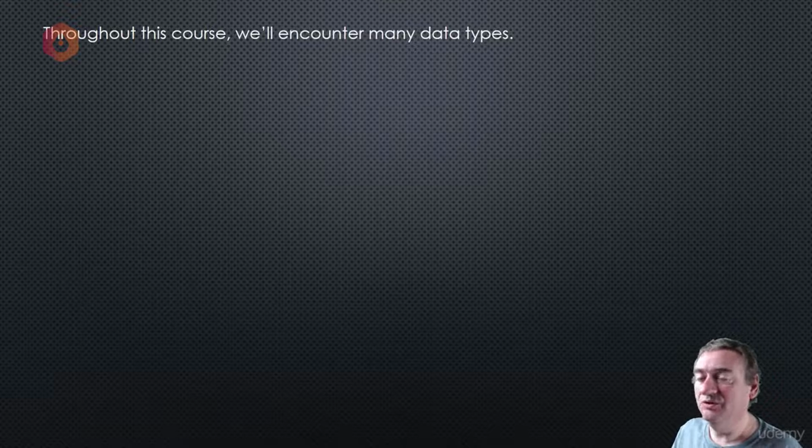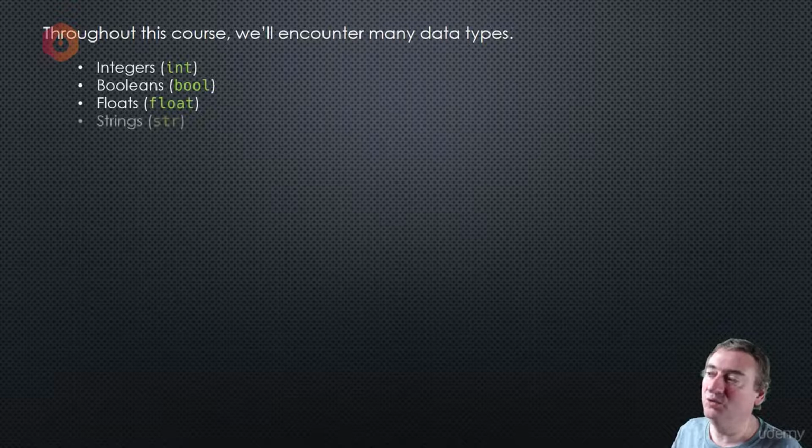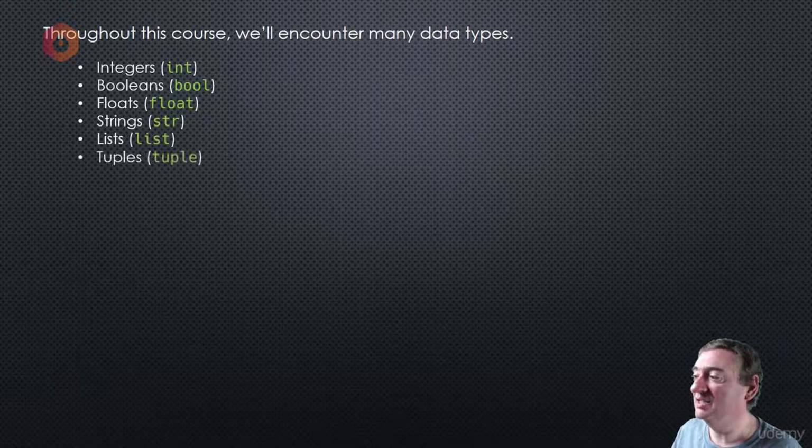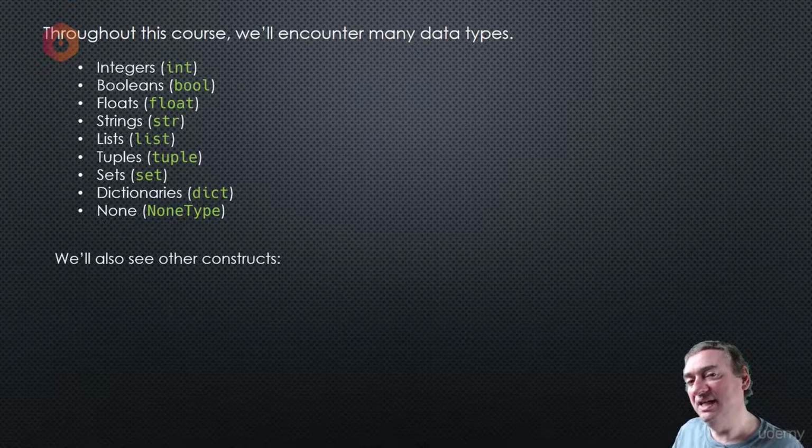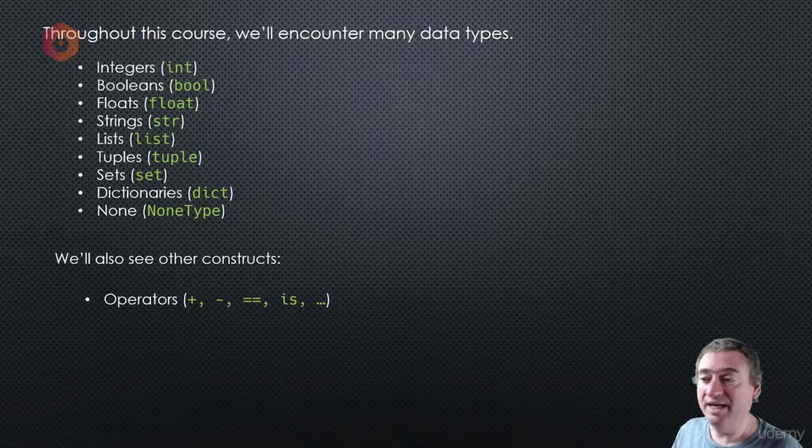So in this course, we're going to encounter many data types. We're going to look at integers, booleans, floats, strings, lists, all very typical objects, tuples, sets. We'll look at dictionaries, the none type that we've seen before, but we'll see other things as well, right? We're going to deal with operators like plus, minus, that equals, that equality operator, or the is, the identity operator, and so on. Even this operator here, which is an ellipsis.